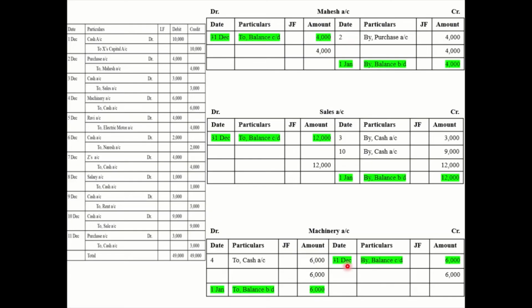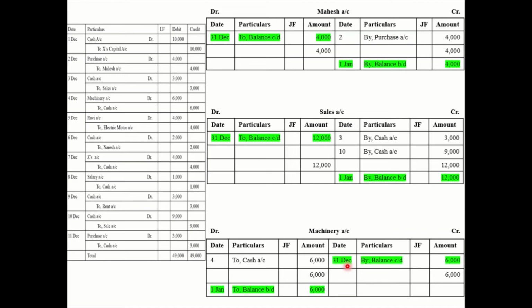After electric motor, we prepare the Naresh account. In Naresh account the entry is 6th December. Okay, the Naresh account entry is on the credit side. That date's debit account we record on the credit side. 6th December by cash account rupees 2,000. To balance both the sides, 31st December to balance carry down 2,000. Total of both the sides, 2,000, 2,000, is equal. This is the closing balance of Naresh account. That will be the opening balance for the next month. We write down on the opposite side, 1st January by balance brought down rupees 2,000.